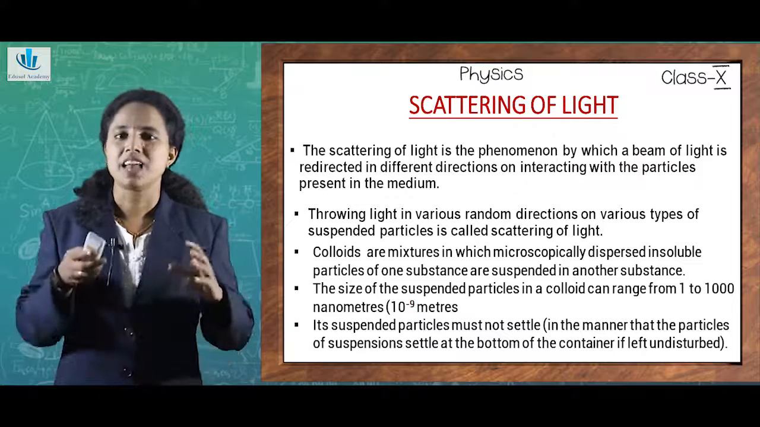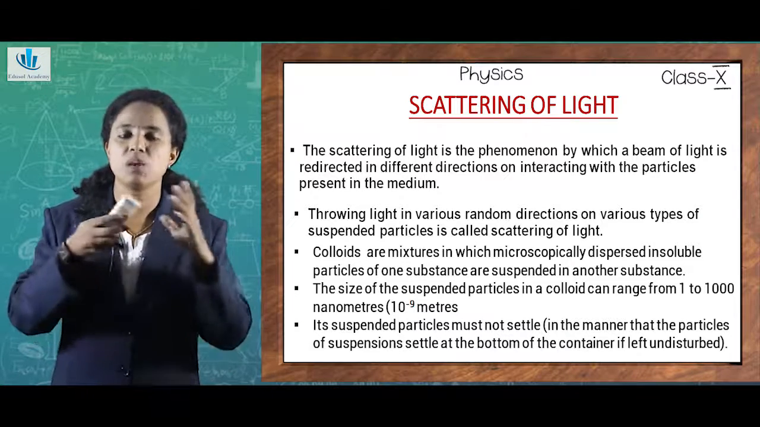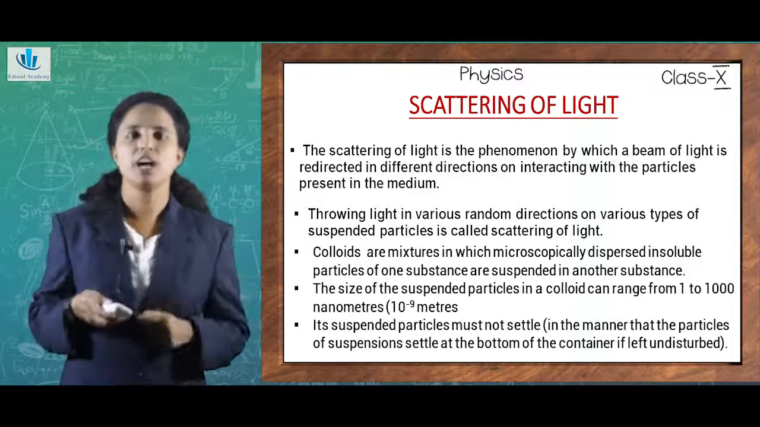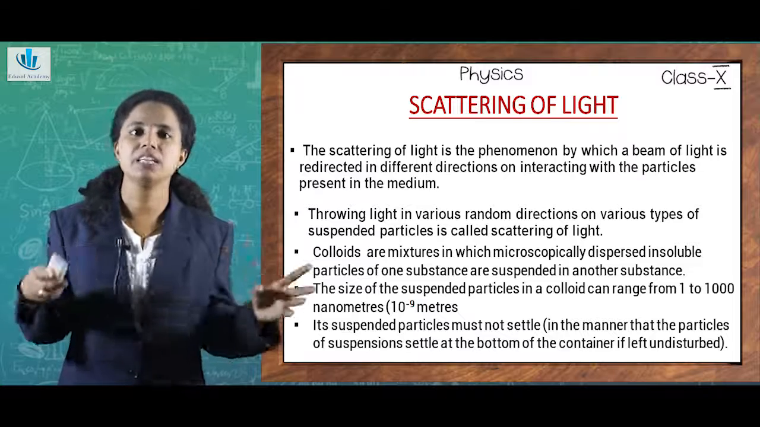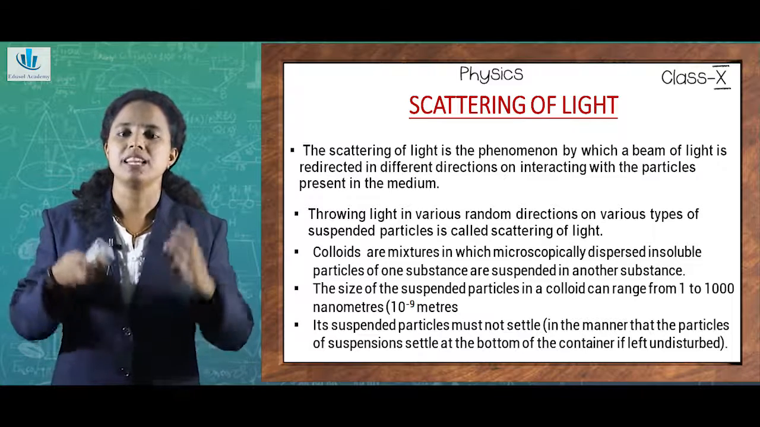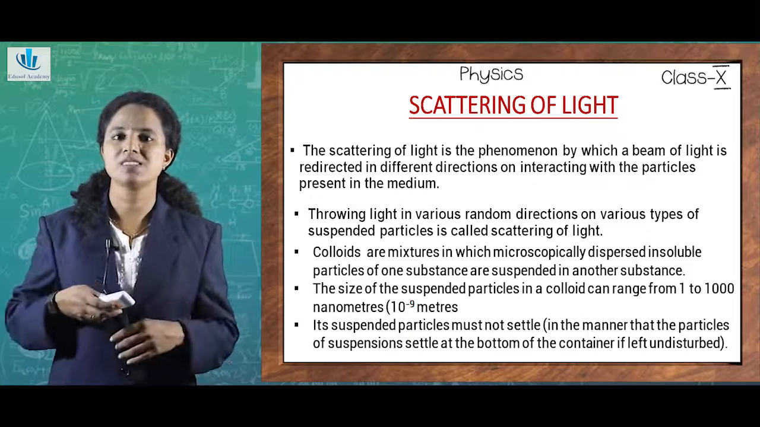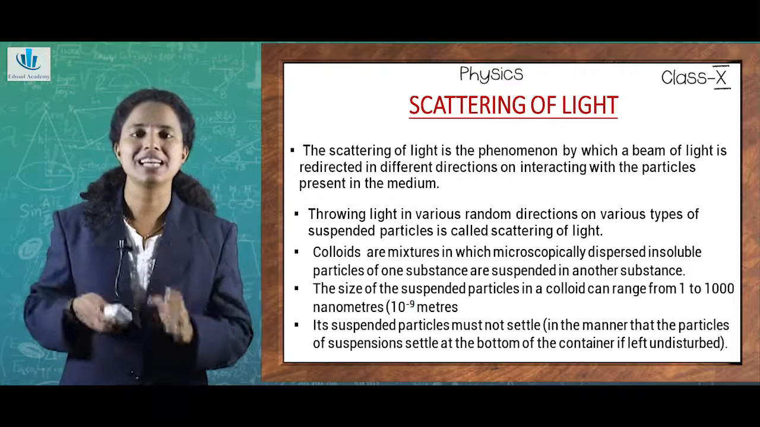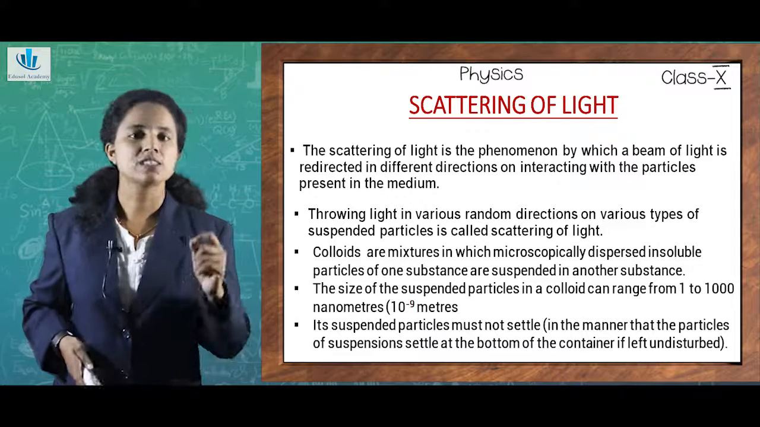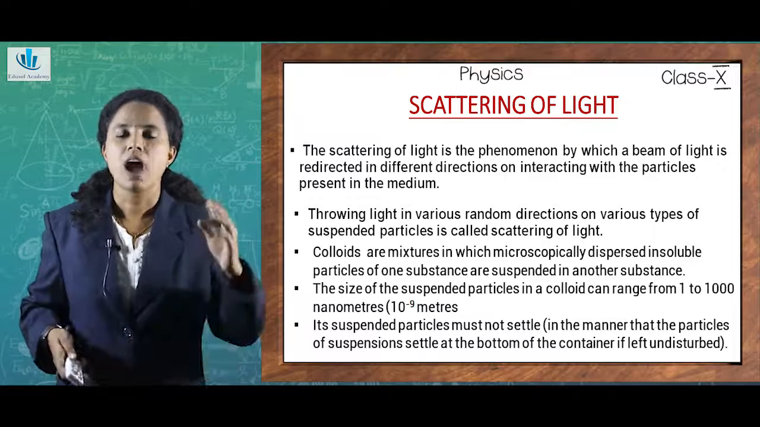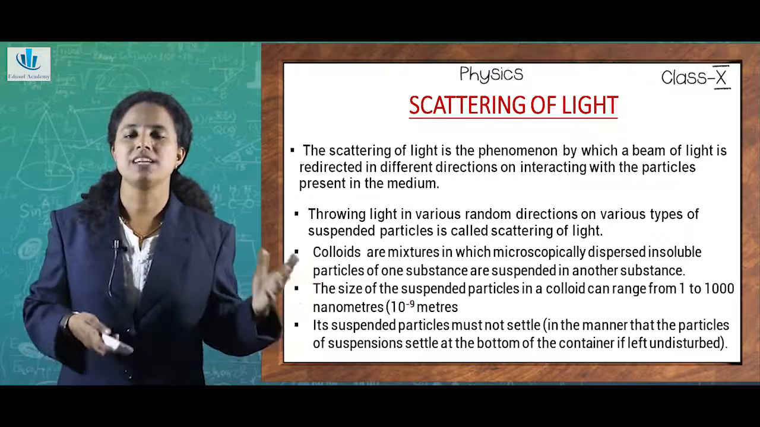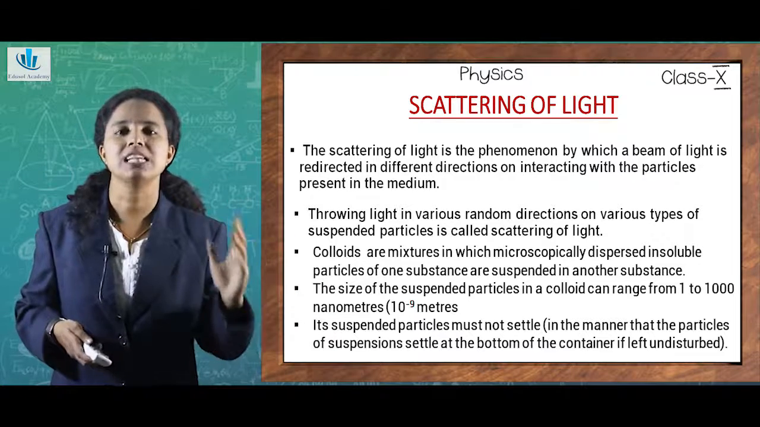So what do we mean by scattering? The applications of scattering of light are found in our daily lives in a very wide range, but we need to understand what it really means. Scattering of light is a phenomenon in which a beam of light is redirected in different directions when it interacts with the particles present in the medium. Suppose I am considering air as a medium. The light will have some interaction with the particles of the medium, that is air, and finally it will be redirected into different directions. So we can simply describe the scattering of light as throwing light in various random directions on different types of suspended particles. We know in air there are different suspended particles, isn't it? So the light is thrown in random directions by various types of suspended particles.